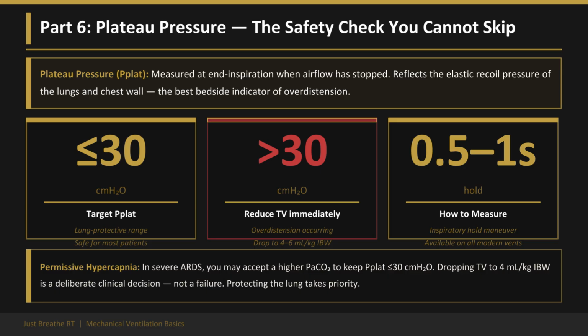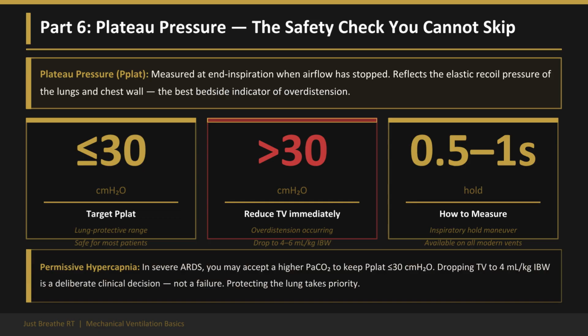In very sick lungs, particularly in severe ARDS, you may need to drop as low as 4 milliliters per kilogram IBW to keep plateau pressure in a safe range. That is called permissive hypercapnia. You accept a higher CO2 in exchange for protecting the lung. It is a deliberate clinical decision, not a failure.